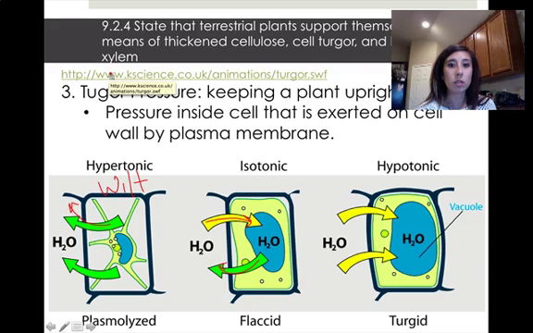So go ahead and watch this animation that will follow this PowerPoint, and consider this as we begin to talk about transpiration, or the movement of water throughout the plant, in the next couple of days.